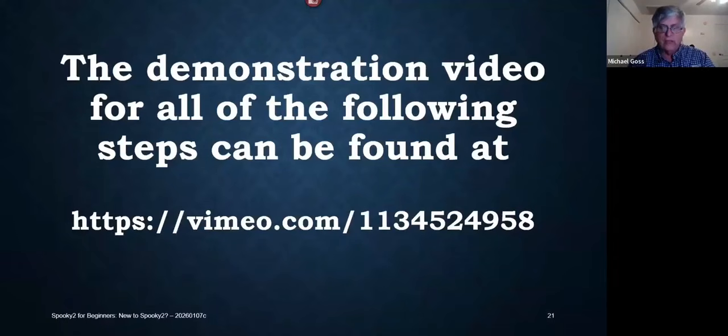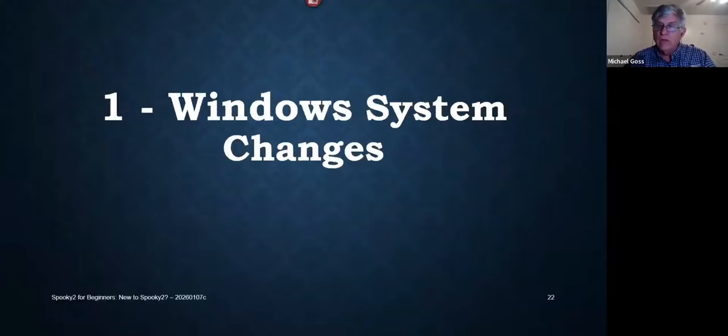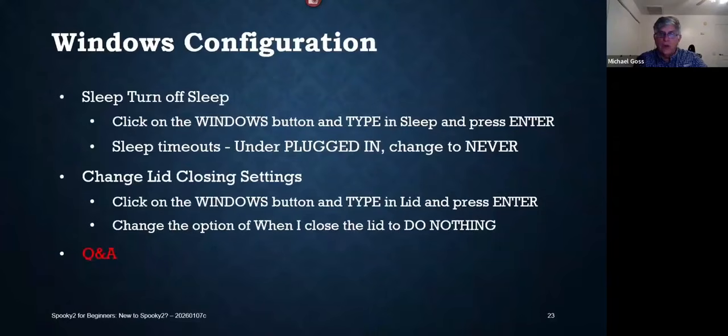And so we're going to go through these sections one at a time. The first thing I want to talk about are the Windows system changes. There are several things you need to do for Windows. Number one, you need to turn off sleep. This is pretty straightforward. You click Windows, type in sleep, and change the sleep timeouts to never. You do not want it to go to sleep.